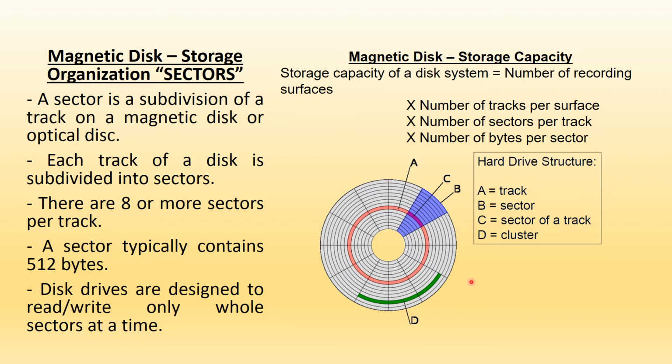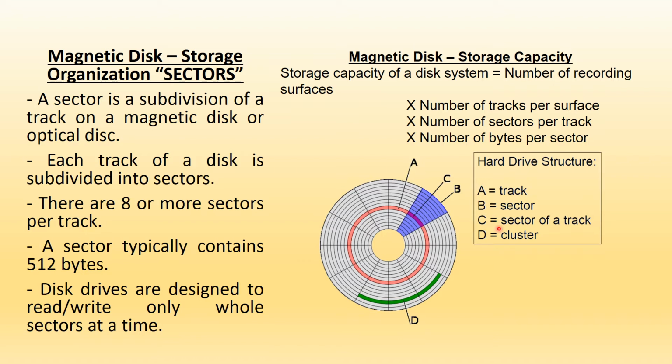The next section says magnetic disk storage capacity. Remember I told you that they can contain 512 bytes, right? But how do you know their capacity? The storage capacity of a disk system equals the number of recording surfaces times the number of tracks per surface times the number of sectors per track times the number of bytes per sector. That is how you can figure out the storage capacity.